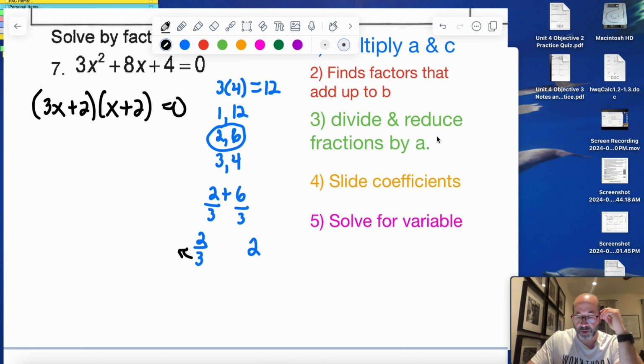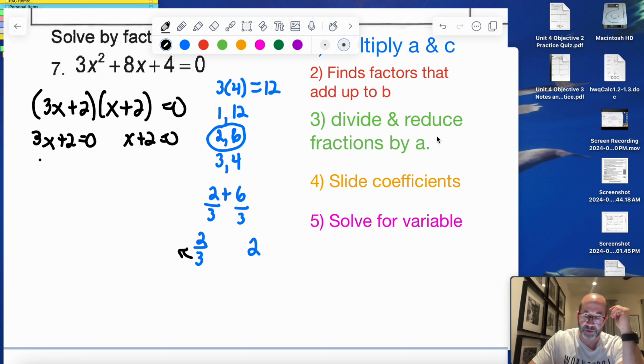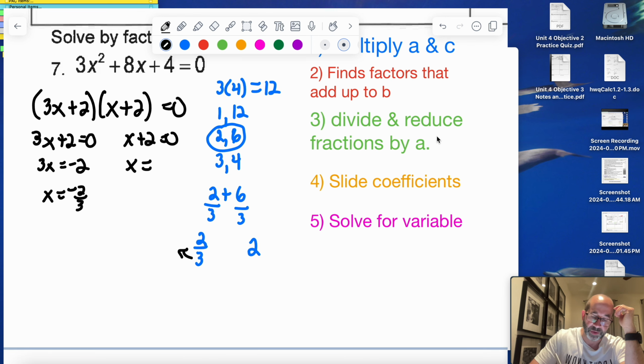So if we solve each one of these, we're saying that 3x plus 2 is equal to 0, and x plus 2 is equal to 0. And if we solve this, we're going to have 3x is equal to negative 2. Divided by 3, we get x equals negative 2 over 3. And then if we took x plus 2 is equal to 0 and solve, x is equal to negative 2, and we are done. We know what the two x's are equal to.